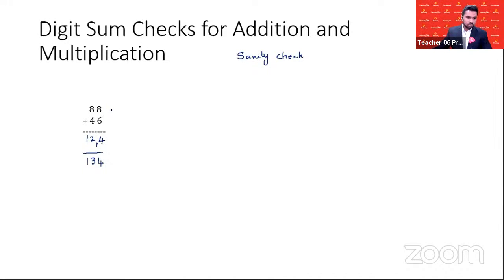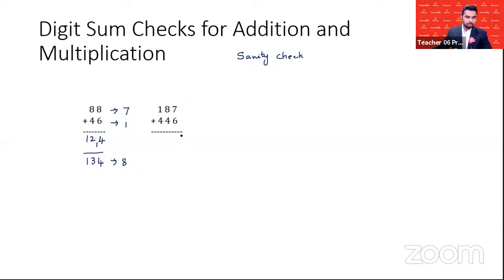Now let us do the sanity check, or the digit sum check. Digit sum of 8 and 8: sum of digits is 16, so the digit sum is going to be 7. The digit sum of 4 and 6 is going to be 1, because 4 and 6 add to 10. What about the digit sum of 134? 4 plus 4, which is going to be 8. So you can see the digit sums also add up if the answer is correct.